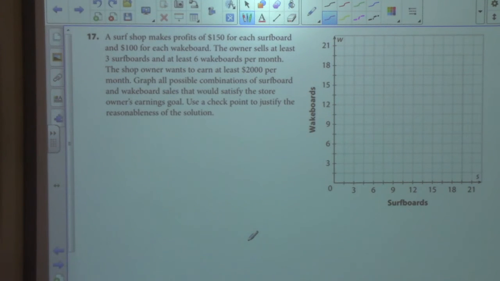A surf shop makes profits of $150 for each surfboard and $100 for each wakeboard. The owner sells at least 3 surfboards and at least 3 wakeboards per month. So for this one, we know we need to have at least 3 surfboards. So here's our surfboard axis. I'm going to put 3 right here. Does that sound right? And then we want to have at least, so I'm going to put these up like this.